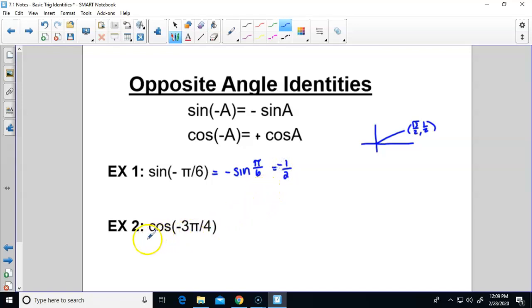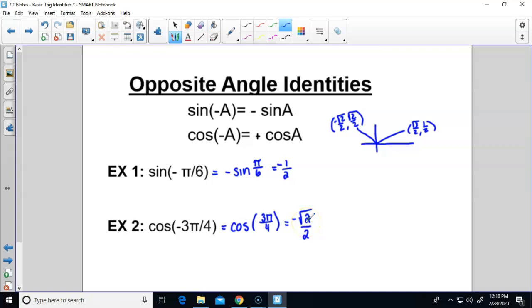If we're finding cosine of negative 3 pi over 4, cosine of a negative number is just the same as cosine of that positive number. So cosine of negative 3 pi over 4 is equal to the cosine of 3 pi over 4, which is found over here in the second quadrant. Our coordinates here are negative square root of 2 over 2 and square root of 2 over 2, and cosine is our x-coordinate, so we will get negative square root of 2 over 2.